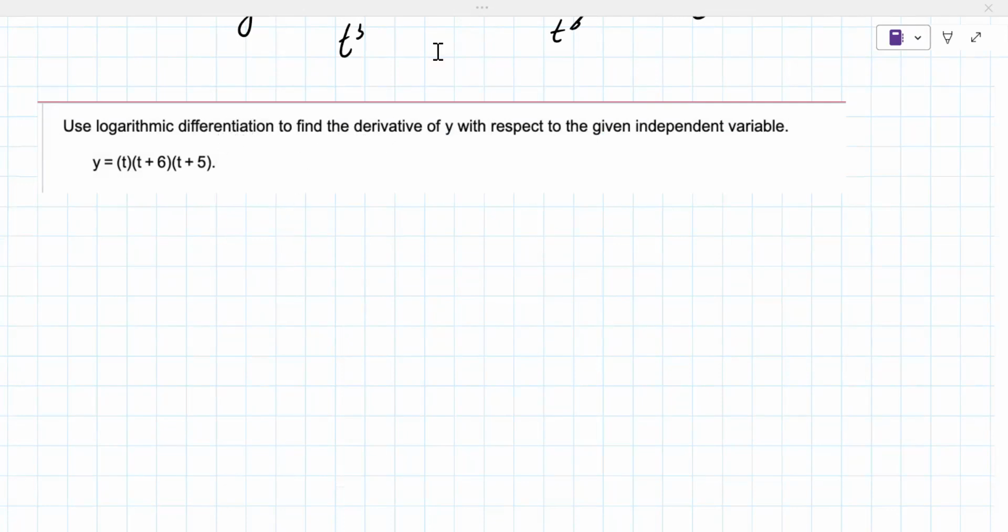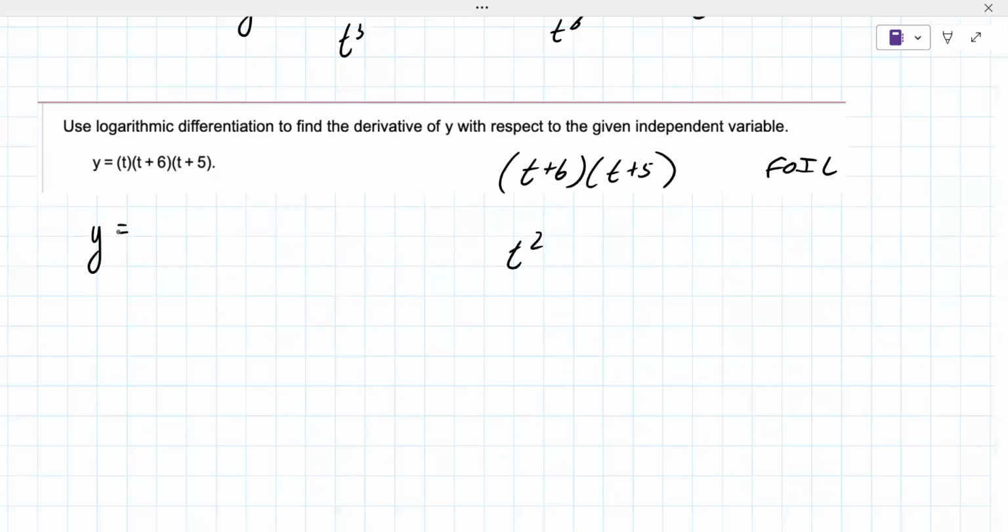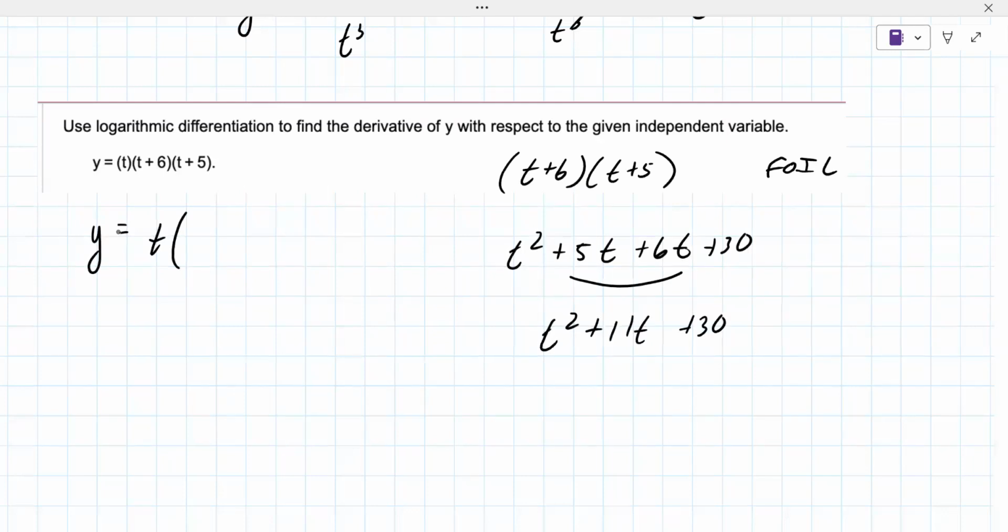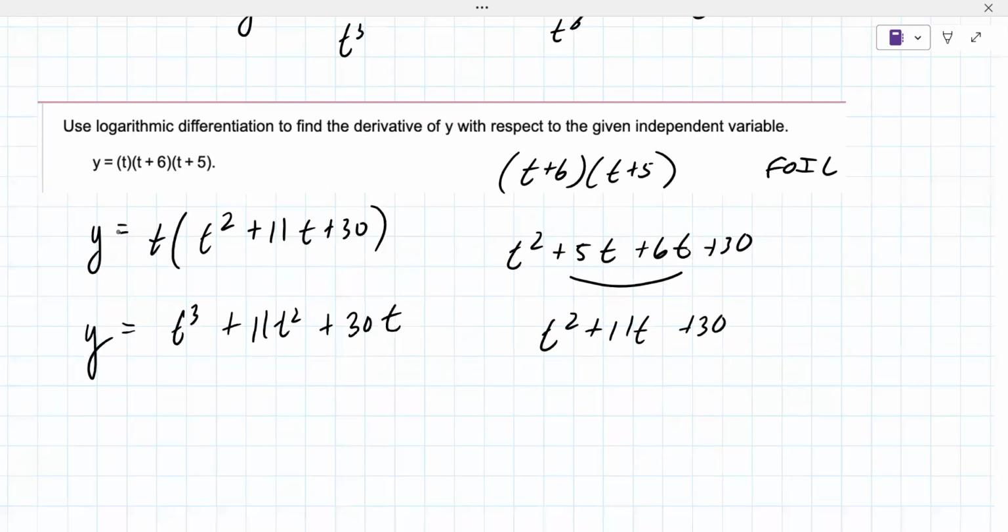Yeah. All right. So what I would do is I would FOIL. I'd say, okay, what is t plus 6 times t plus 5? FOIL. That's t squared plus 5t plus 6t plus 30. Combine like terms. T squared plus 11t plus 30. And then multiply everything by that t. So it's t cubed plus 11t squared plus 30t, like that.